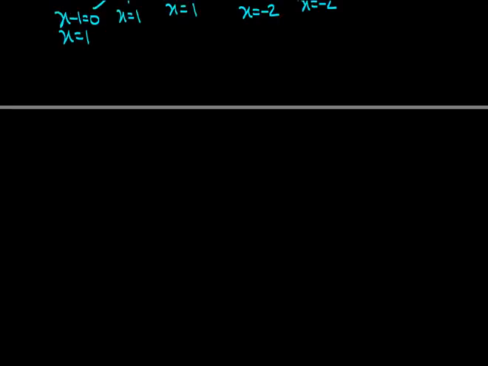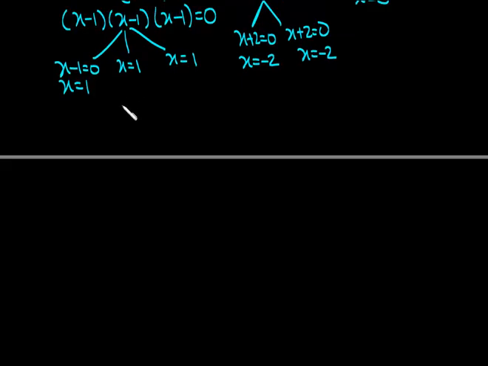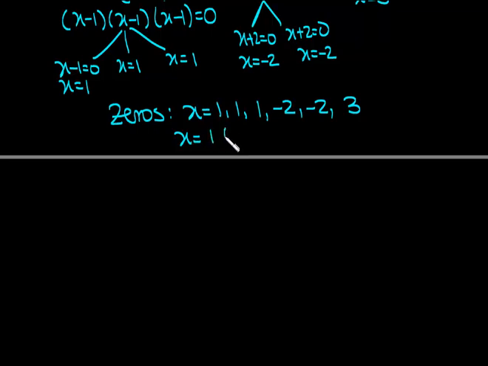So if you take a look at it, okay, my zeros are what? You can write it explicitly this way. My zeros are x is equal to 1, 1, 1, negative 2, negative 2, and 3. Or you could write it this way. x is equal to 1 with multiplicity 3, negative 2 with multiplicity 2, and then just 3. So you can write it either way.